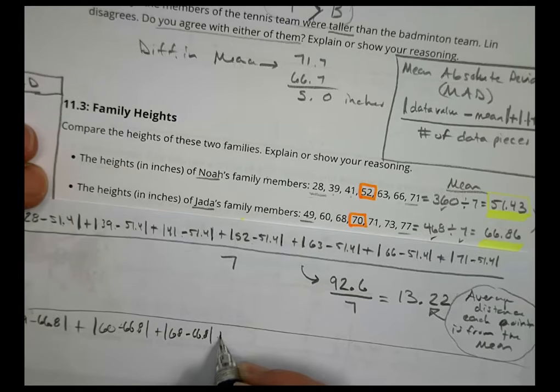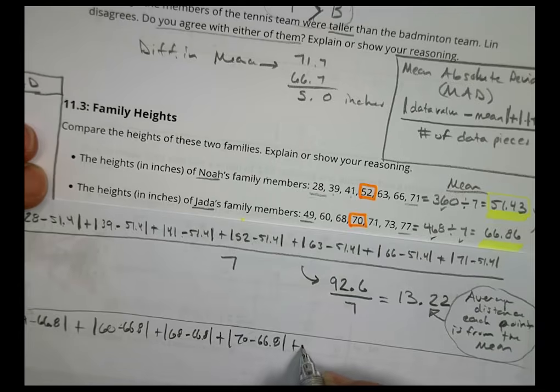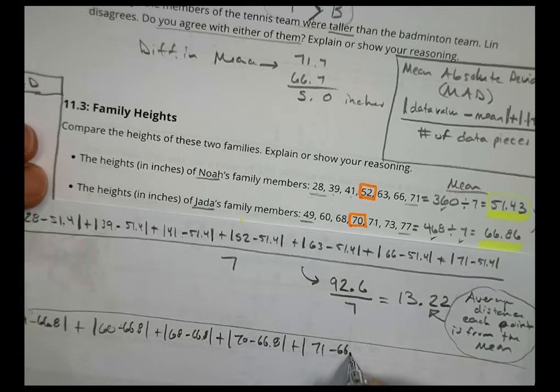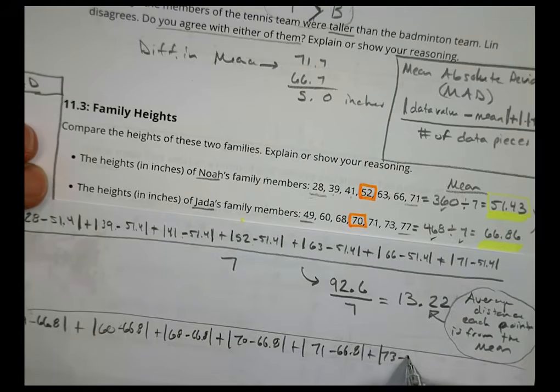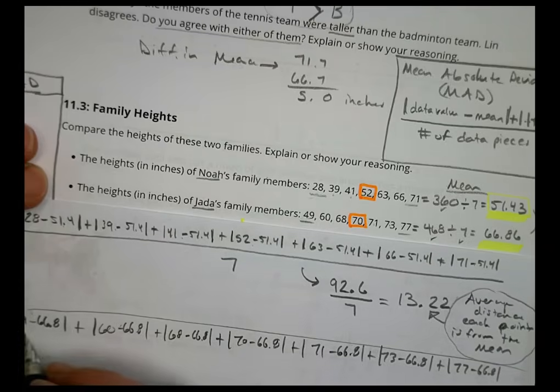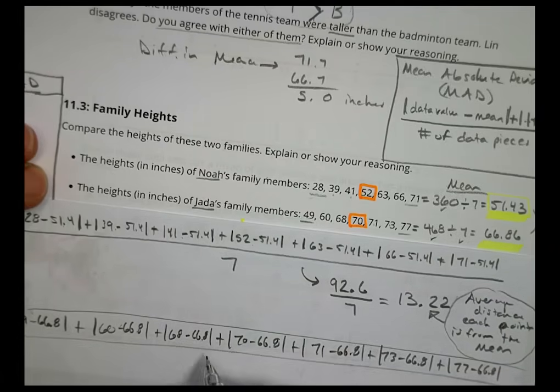Add that to 70 minus 66.8. Add that to 71 minus 66.8. Add that to the absolute value of 73 minus 66.8. And add that to the absolute value of 77 minus 66.8. Once you find that sum, we will also divide by 7.